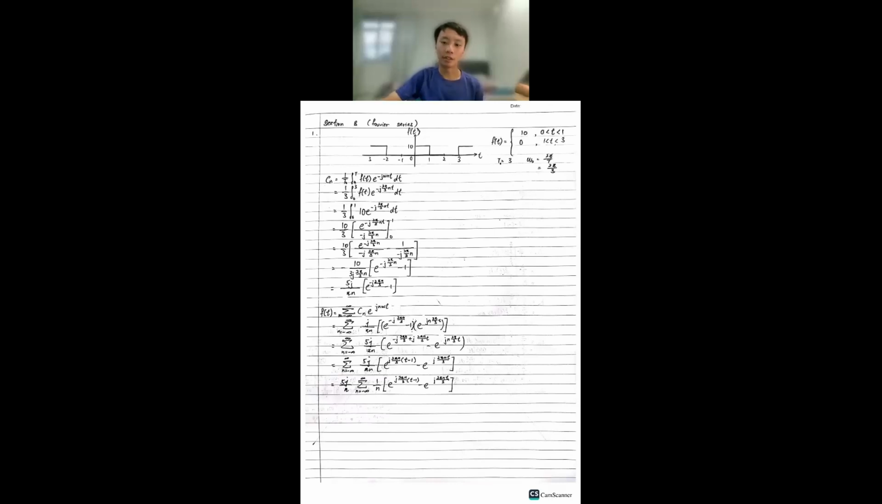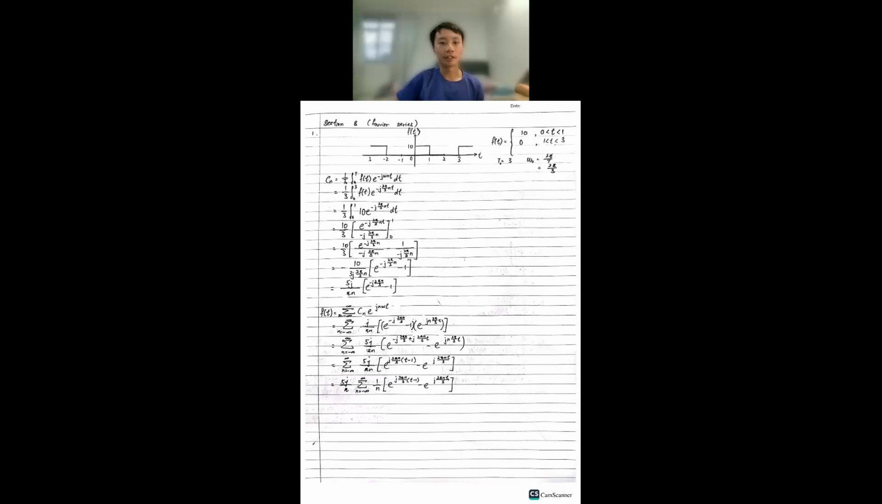So we need to find the coefficient, and we know that the formula for a series coefficient is Cn equals 1 over T0 integration over T0 of f(t) times e to the power of negative j omega n t dt. So we need to find the Fourier series coefficient.